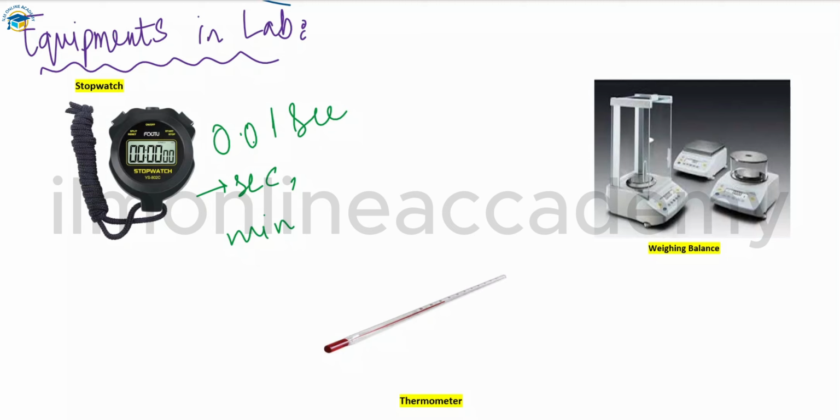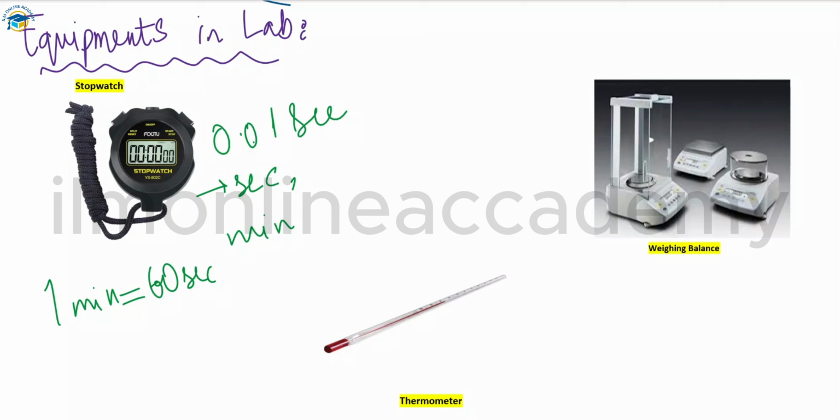And the one thing that you should remember is that 1 minute is equal to 60 seconds. There are a total of 60 seconds in 1 minute. And through this you can easily measure the time of any reaction.